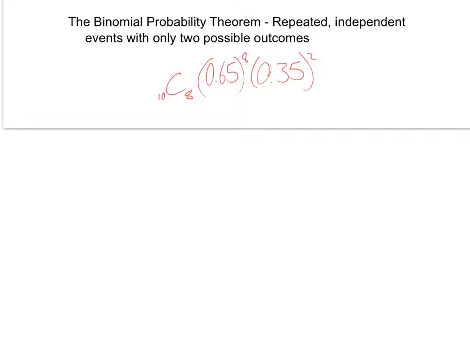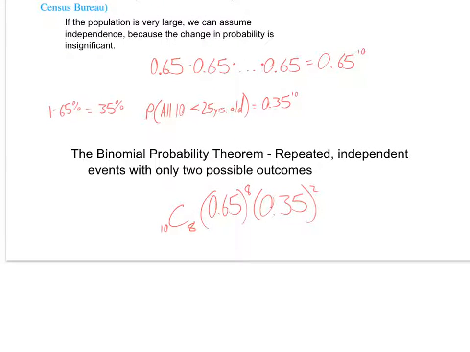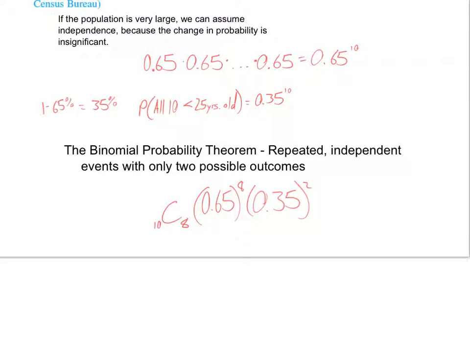Now, I don't need the binomial probability theorem if I'm figuring out if all of them work, if all of them are what I'm looking for, or if none of them are. But if I have any kind of a combination, I would have to use this. Now, notice here the rules for when you can use the binomial probability theorem. First of all, you want a repeated event, okay? A repeated event.